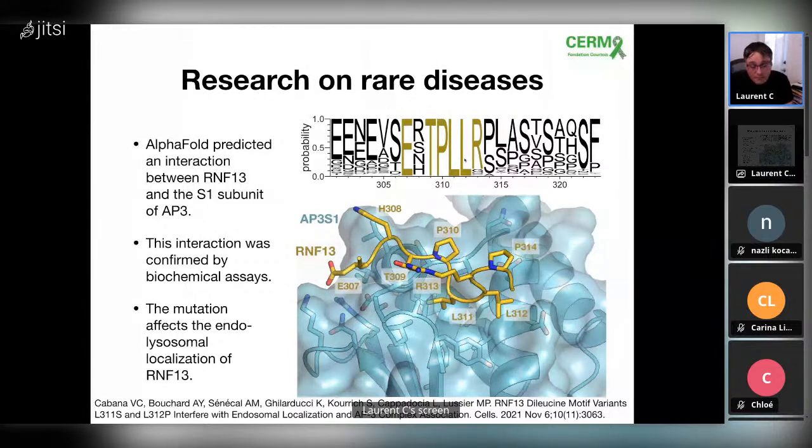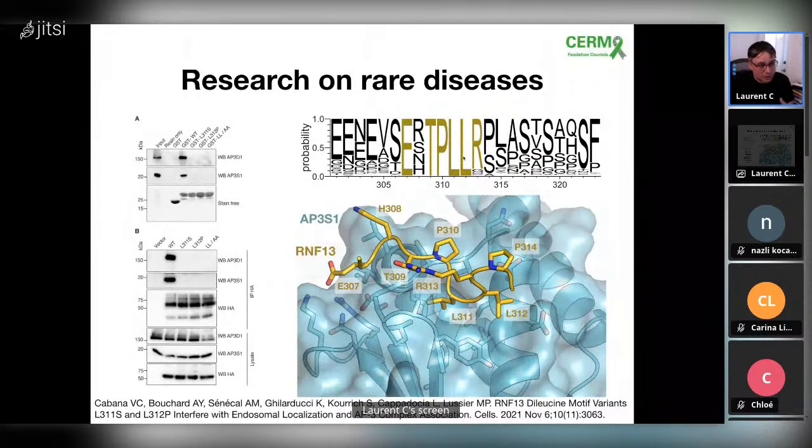And the group of Marc Lucier could do experiments to confirm that this is a real interaction and that indeed it affects the localization of the proteins. So it's a case where obtaining the structure by large-scale protein screening was informative and helped in getting more information about the biology of this protein of interest.